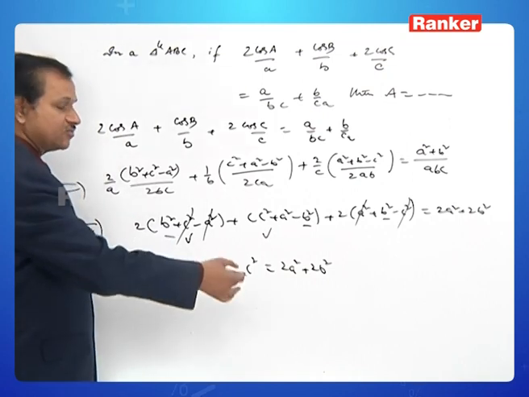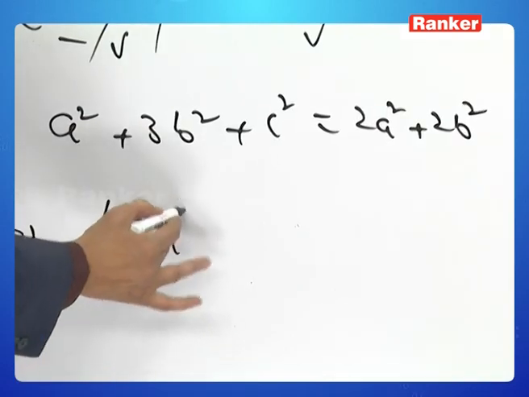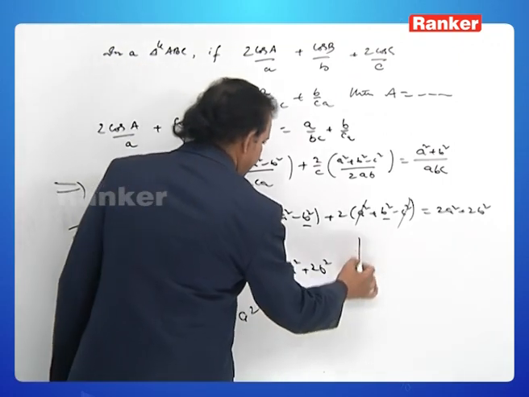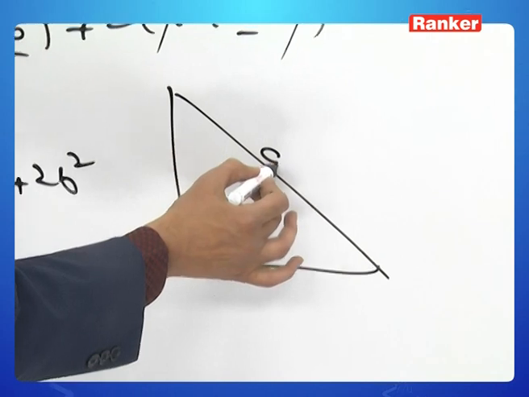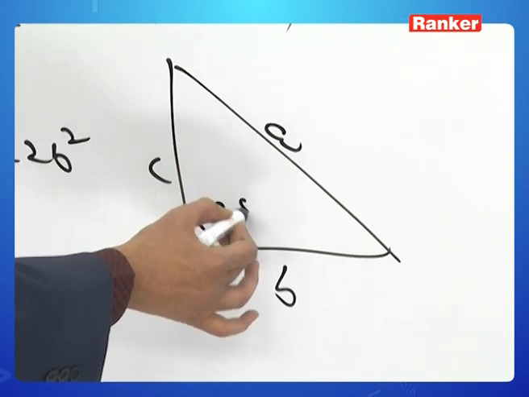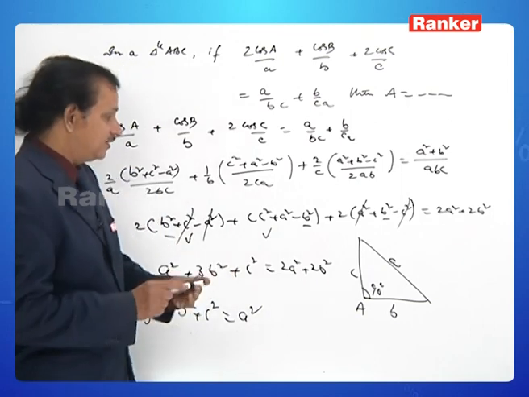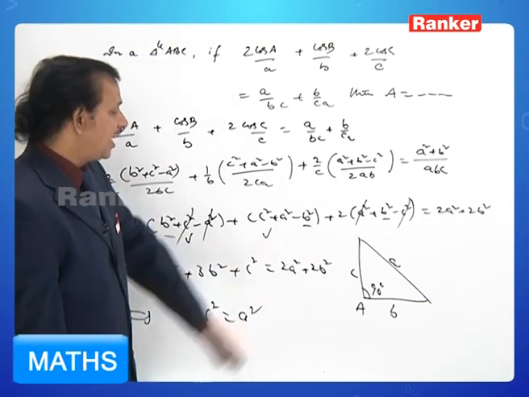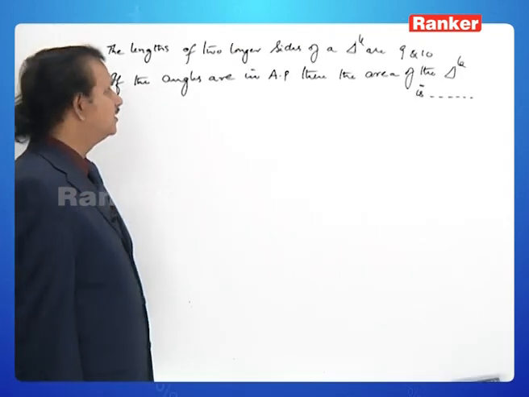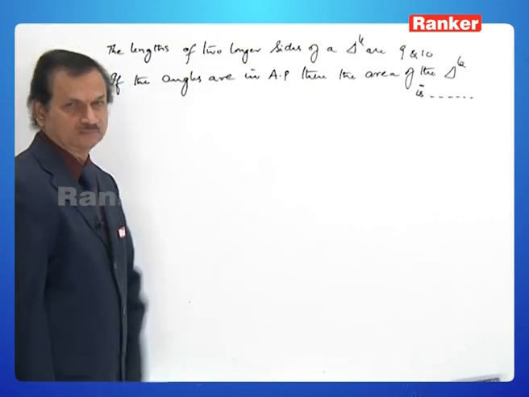Send this a square to that side and bring 2b square to this side, so that you have b square plus c square is equal to a square. So, what can you understand? A is the hypotenuse and capital A is equal to 90 degrees, isn't it? That is why a square is equal to b square plus c square, according to the Pythagoras theorem. What is the value of capital A? It is 90 degrees.